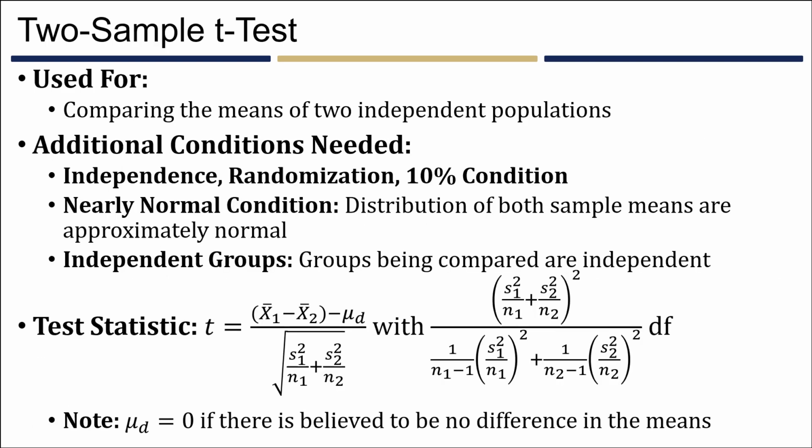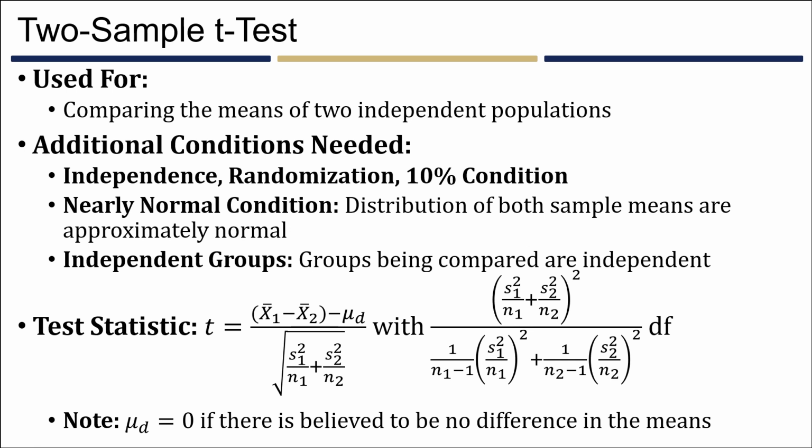More formally, the two-sample t-test, or the difference of two means t-test, is used for comparing the means of two independent populations. We need 5 conditions to hold in order to run this test. Independence, randomization, and the 10% condition are the 3 conditions that you've seen quite frequently before. We also need the nearly normal condition, and in this case, we need to make sure that the distribution of both of our sample means are both approximately normal. The last condition that we need is the independent groups assumption. What we need here is for the groups that we're comparing to be independent of one another so that each observation falls into one and exactly one of our two groups.